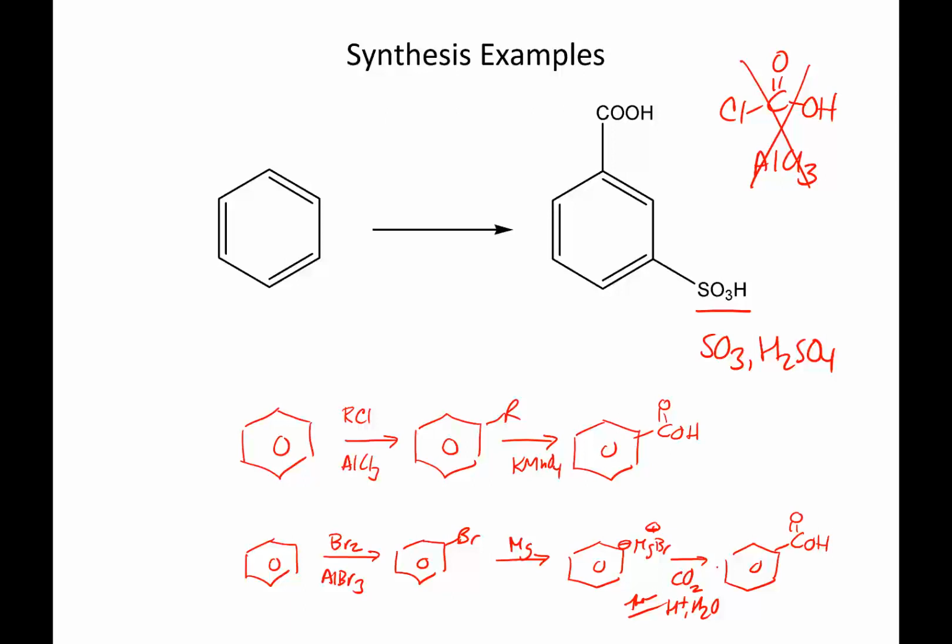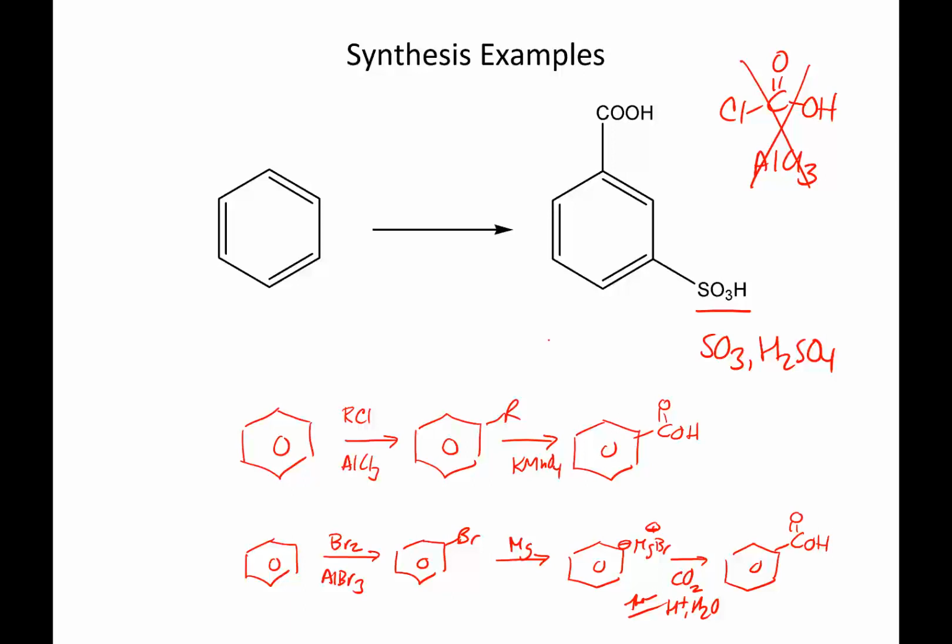So these are the 2 methods that we can use to add a CO2H to the ring. Now we have to go back and remember those reagents because we're going to use them here. You can't add a CO2H to the ring in one step. Now, let me point out a couple things here. In this case, I'm asking for meta substitution.